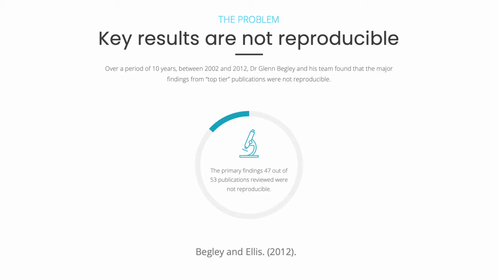Now, you may be sitting there thinking that, well, that's the way it's always been, and it's always been fine. But time and time again, we see that this is a serious and ubiquitous problem. Just to briefly illustrate this, over a period of 10 years between 2002 and 2012, Dr. Glenn Begley and his research team at Amgen investigated the findings of a number of top-tier publications. They found that findings from 47 out of the 53 results were not reproducible either by his team or even by the original researchers. Now, we're not talking about some minor findings buried deep in figure 2. These were the major findings, the so-called core message of the paper that they were not able to reproduce.